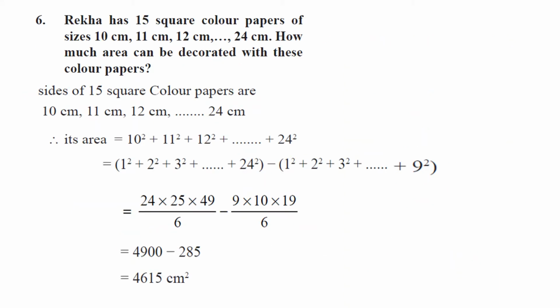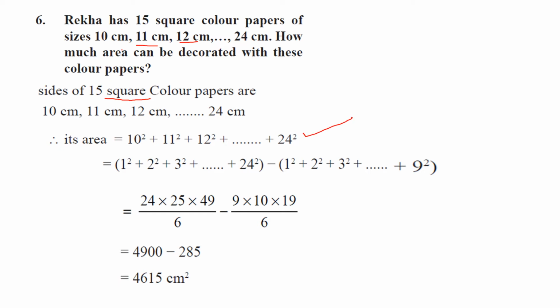Sixth one. Rekha has 15 square color papers of sizes 10 cm, 11 cm, 12 cm, etc., up to 24 cm. How much area can be decorated with these color papers? So first we will find the areas of the 15 squares. Keep it in mind, they are square color papers. So first, write the sum of the series 10 squared plus 11 squared plus 12 squared plus etc. up to 24 squared. As usual, what we did in the previous sum.